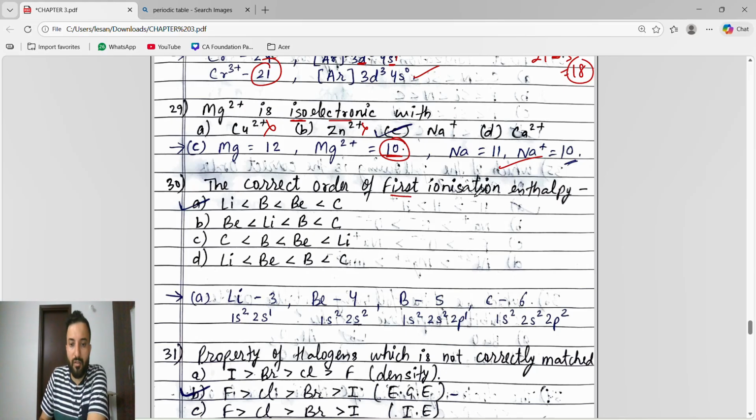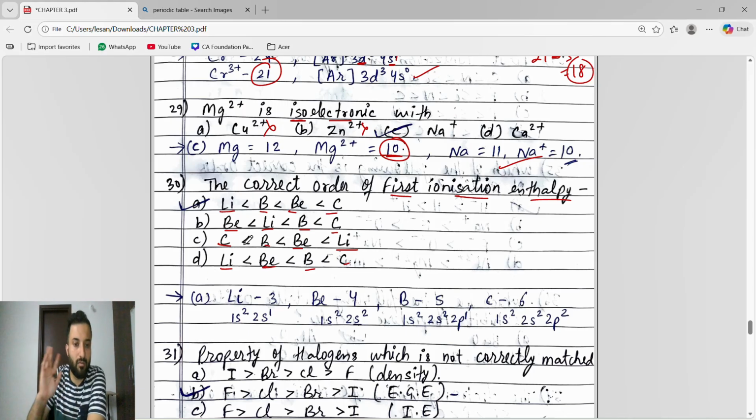Correct order of first ionization enthalpy, guys. We know first ionization enthalpy means we are directly removing the electron from the normal element. So guys, how many elements are there? Lithium, boron, beryllium, carbon. Means we have only four elements.